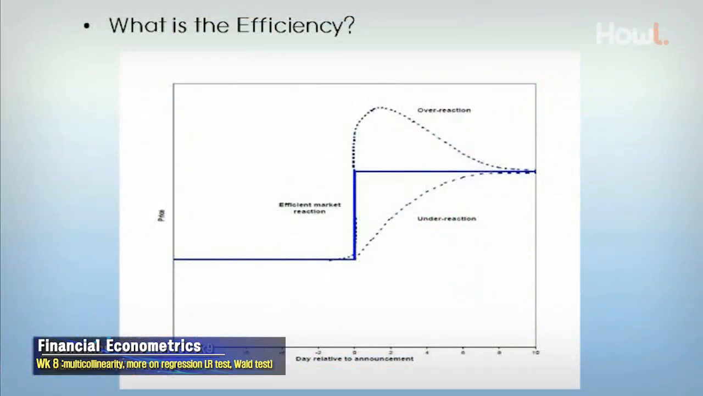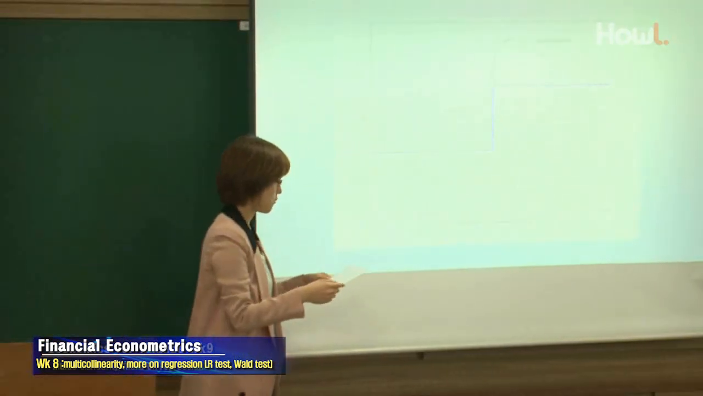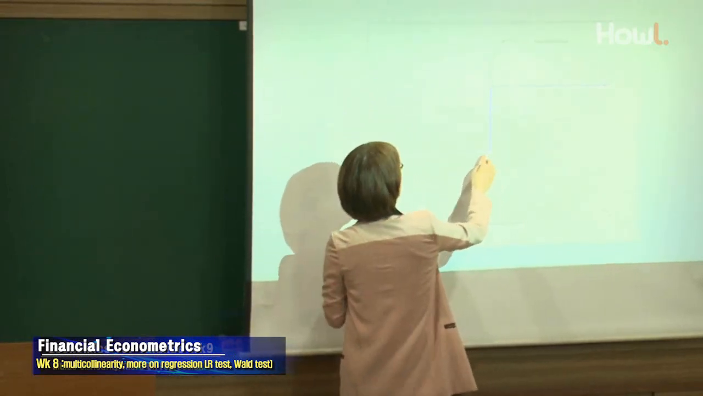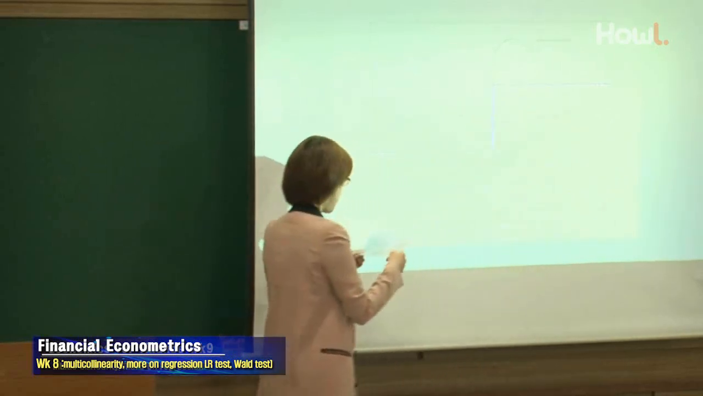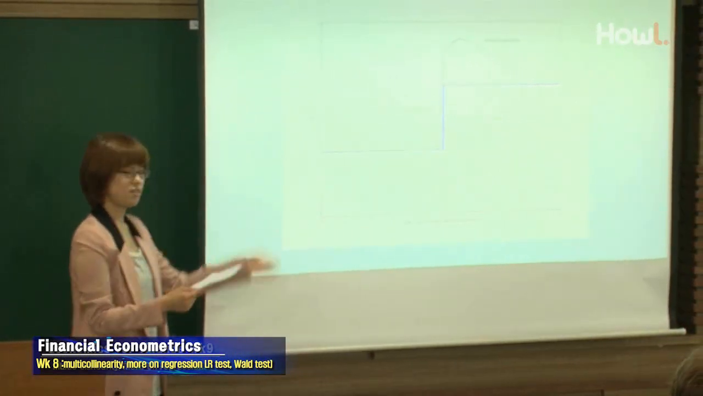Look at this picture. Here is a graph. It compares the prices before the information announcement and after the announcement. Here, and here, we can tell that it is not efficient. But here, when the information is announced, that information is immediately reflected in the prices. So this one, we can tell, is efficient.